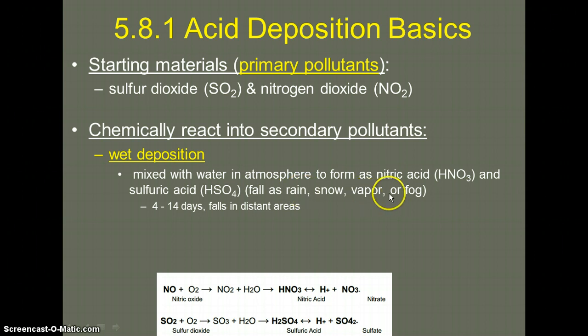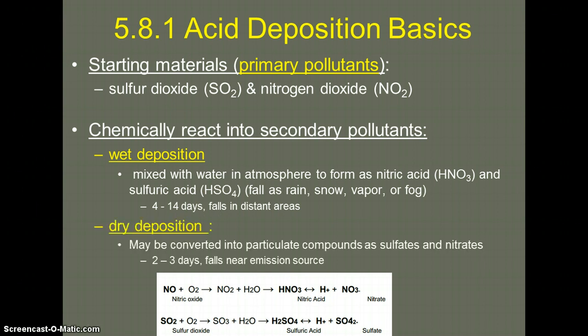Precipitation could be rain, which is what we're used to hearing for acid rain, or it could be snow, or water vapor or fog. Now, wet deposition, notice, can be in the atmosphere for up to 4 to 14 days from the time it was originally emitted from whatever source, like an industry. And because it's up there so long, it can move through the air and wind pretty far away from its original source.